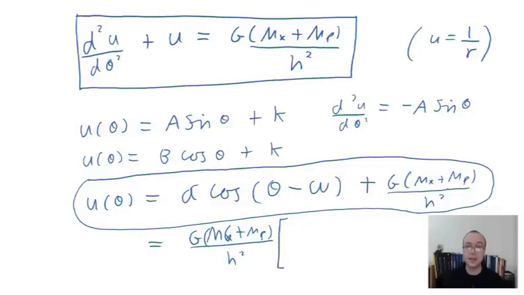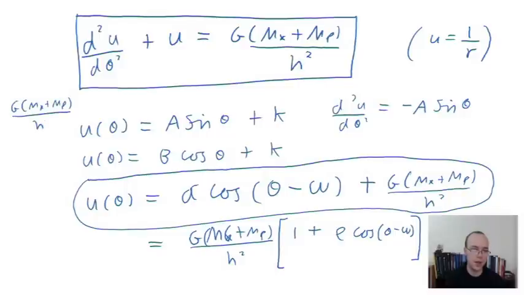So since we took out this factor here, we're just going to get a 1. And then, since this is just an arbitrary constant alpha, I will say that alpha divided by all of this stuff here is just another constant that I'll call e. And then we get the cosine of theta minus omega. So all I've done here is just redefine constants, so I can write it as G times the mass of the star plus the mass of the planet over h squared, times a constant e, which I defined to be equal to alpha.